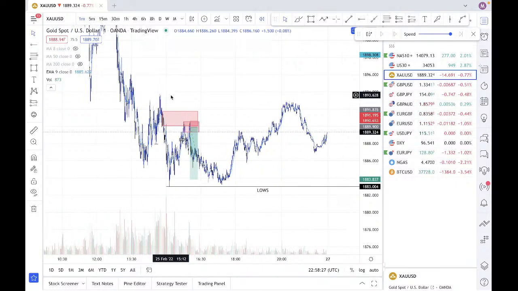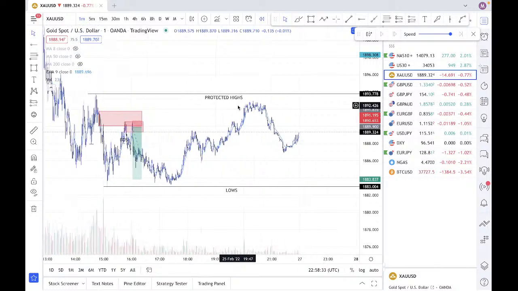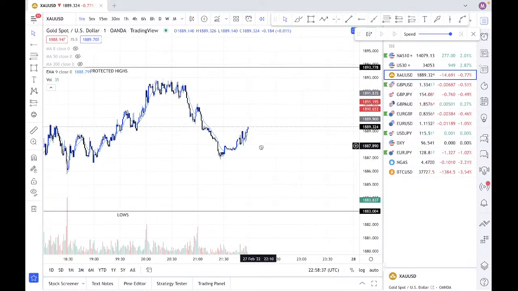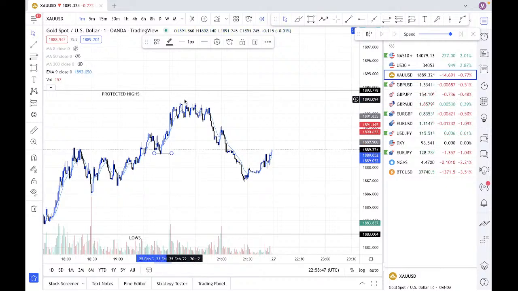Potentially this will be my protected high for right now. That'll be my protected high for now. This is a 1 minute, remember, so it doesn't always have to happen. You see, we've got your breaking structure. This last higher low before creating a higher high, you see, price comes down and breaks that.